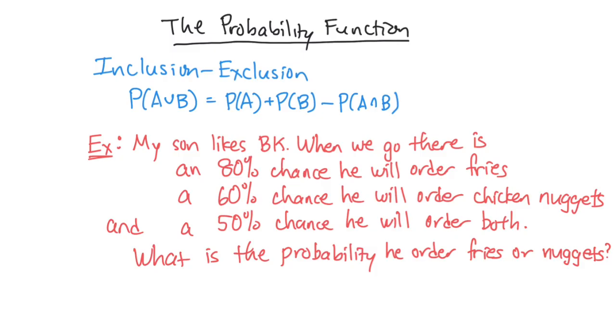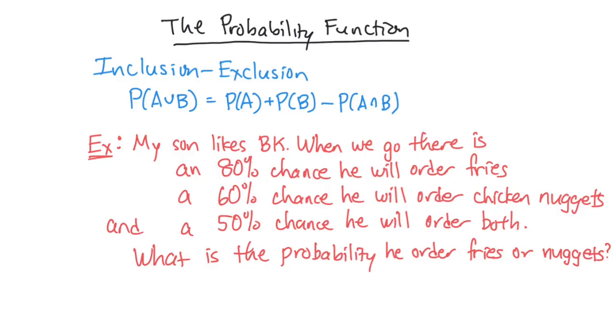So let's look at an example of how to apply inclusion-exclusion. So my 9-year-old son likes Burger King. When we go there, he usually orders French fries. So let's say an 80% chance. The majority of the time, he gets chicken nuggets, 60% of the time.